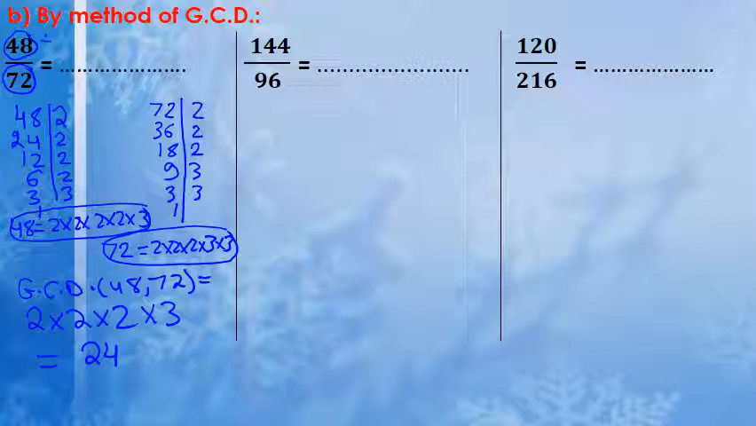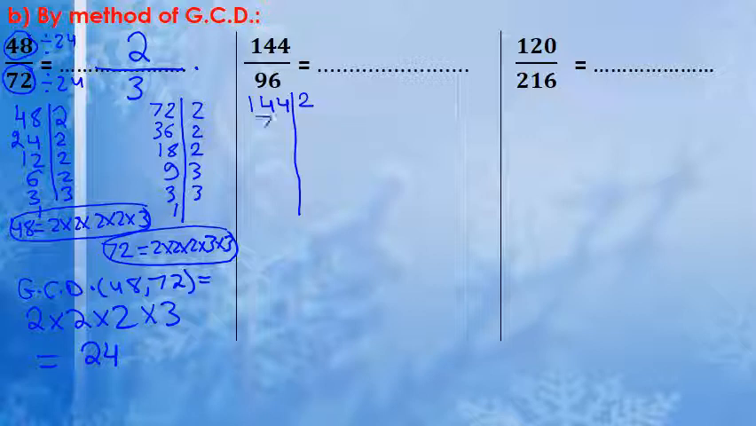So we divide both terms of the fraction by 24. 48 divided by 24 is 2, and 72 divided by 24 is 3. 2 over 3 is irreducible. The same thing we do for 144. We get its prime factors.